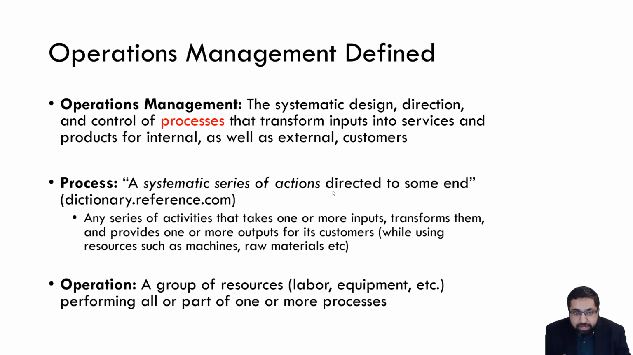A process is a systematic series of actions that is directed to some end. By end, we mean there is a goal or an objective for the process. Systematic means there is a design behind the actions. Each action leads you towards the goal. Processes are the heart of operations management.